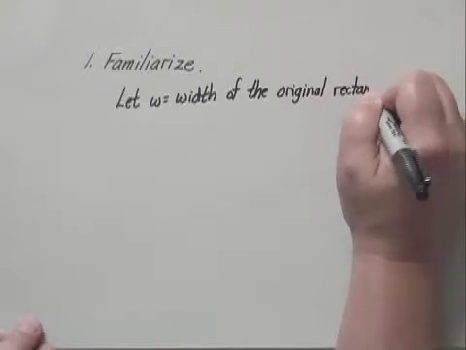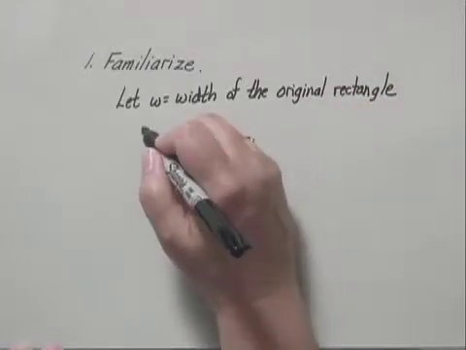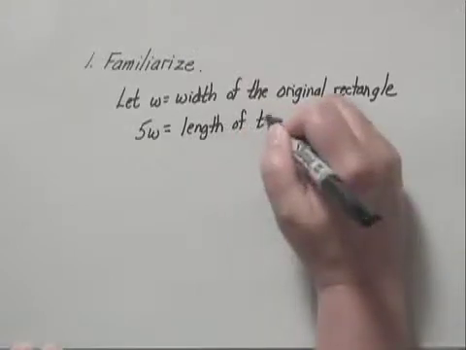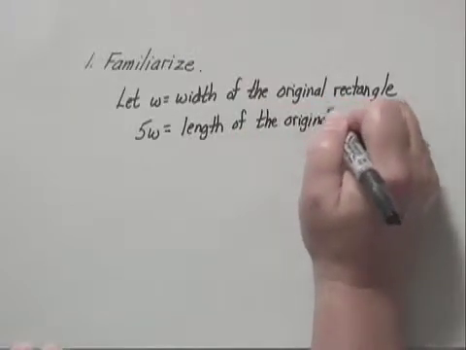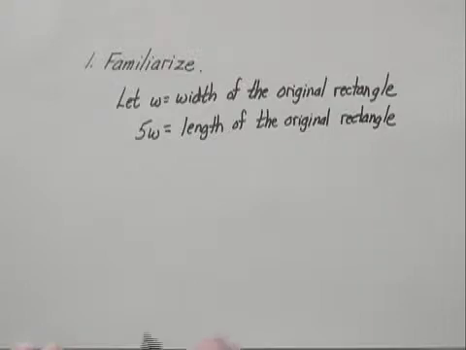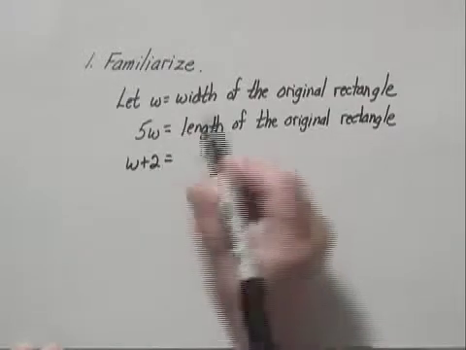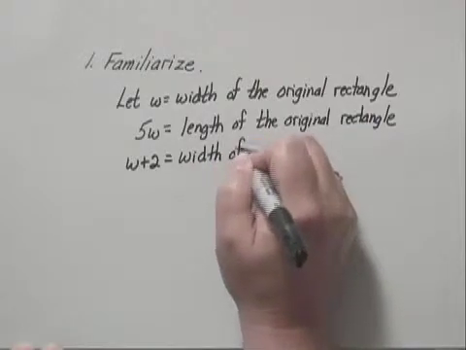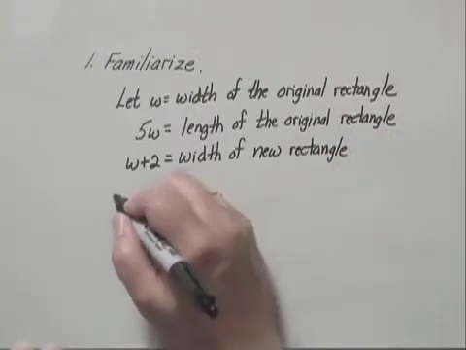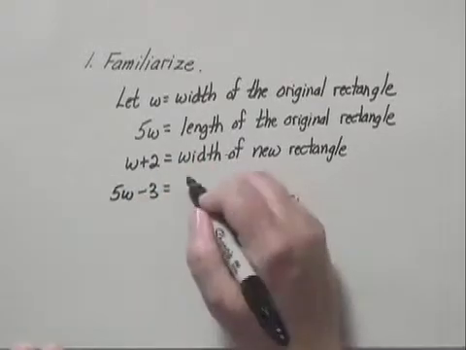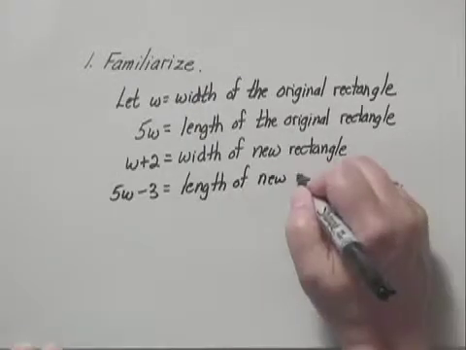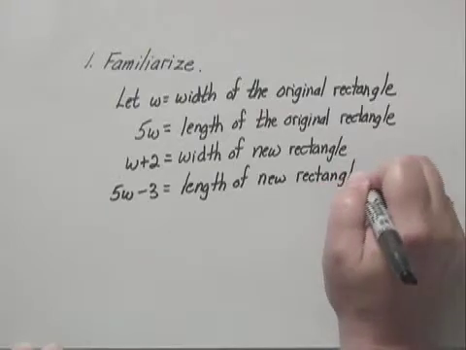And then we'll make all the other things that we look at in terms of W. So then 5W is the length of the original rectangle. And then the width of the new rectangle would be W plus 2. And the length of the new rectangle would be 5W minus 3. Now this takes a while to write out, but now I'm very clear of what each thing represents, and it'll make the translating step much easier.